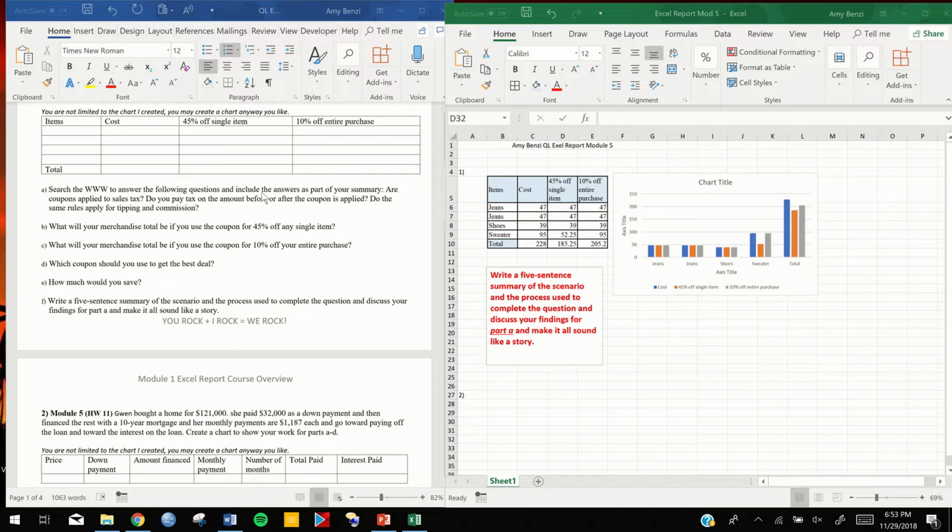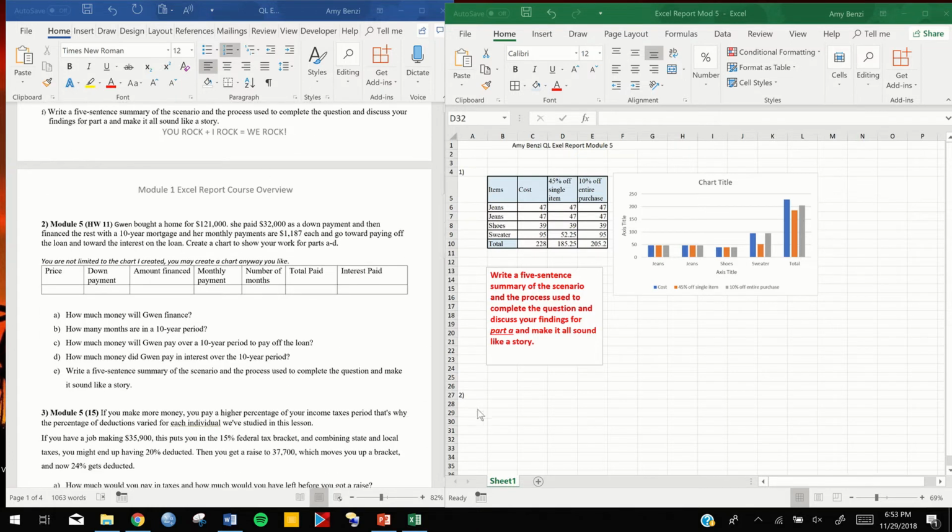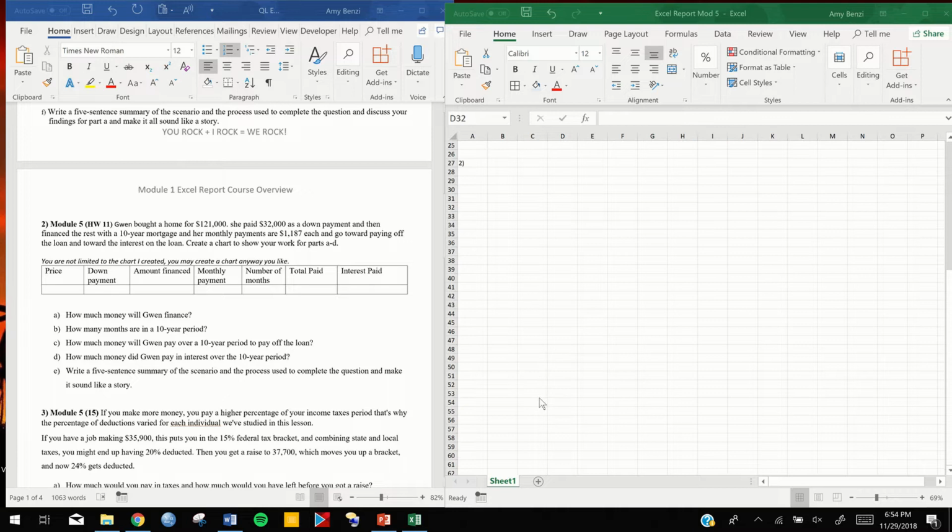Moving on to number 2, we are going to talk about Gwen and the house that she's going to buy. Gwen's house is going to cost her $121 grand. She's going to pay $32 grand down and then finance the rest with a 10-year mortgage and monthly payments of $1,187, which go toward the loan and the interest on the loan. We're going to create a chart to show all of our work for parts alpha through delta. Parts alpha through delta are asking questions like, how much money will Gwen finance?